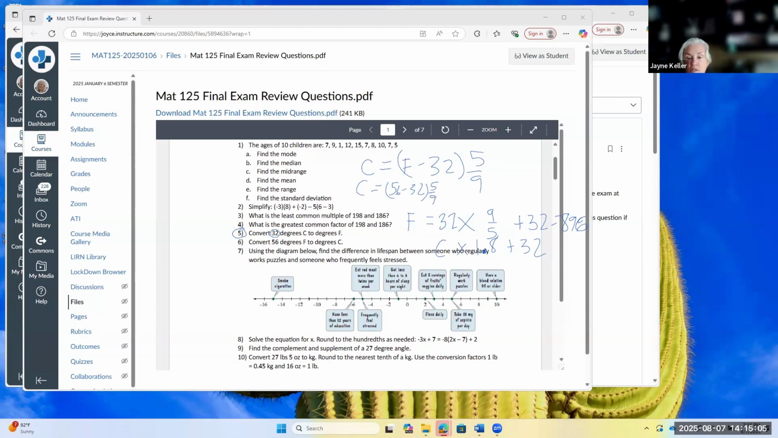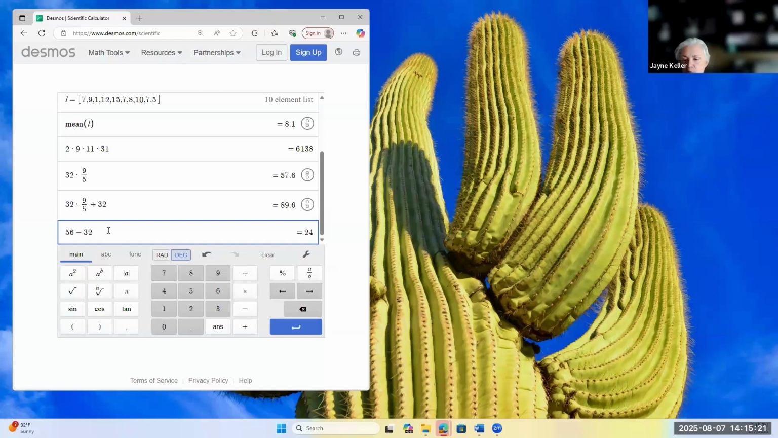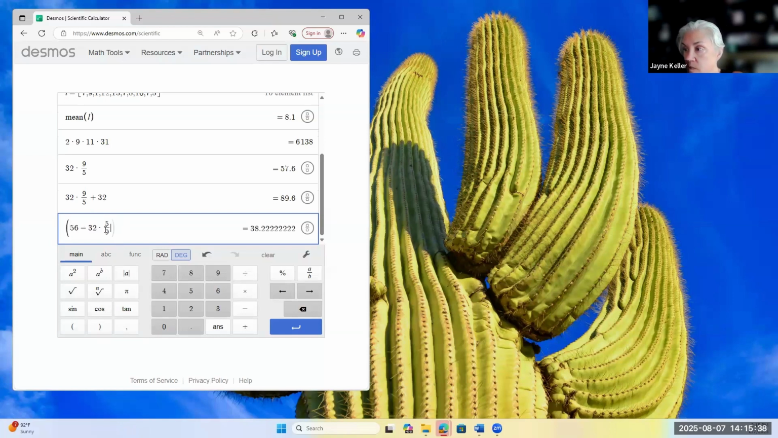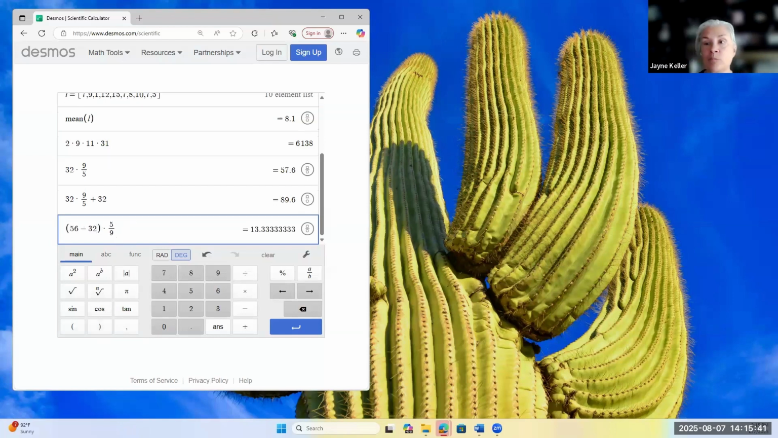Let's see. So 56 minus 32. I'm just going to bring up Desmos to make sure that we see this one. If I just do 56 minus 32 times 5/9 like this, then it's only going to multiply the 32 times 5/9. So this is one where I need those parentheses, to go here, like that.